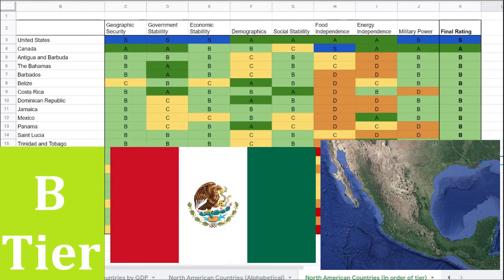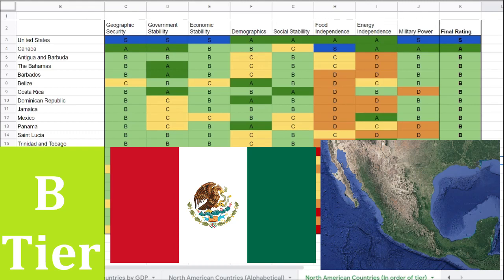Mexico. Geographic security is B. Oh wait, hold on. This isn't actually a relevant nation. Sorry, all the other Caribbean nations, but this is actually a pretty interesting nation to analyze, so I'll slow down a bit here. Okay.